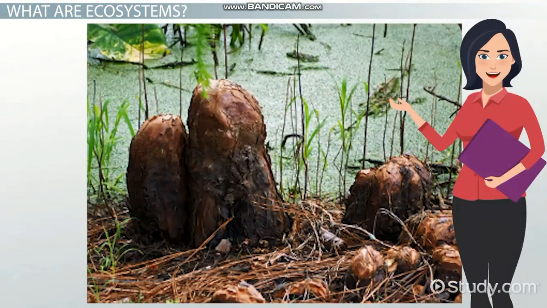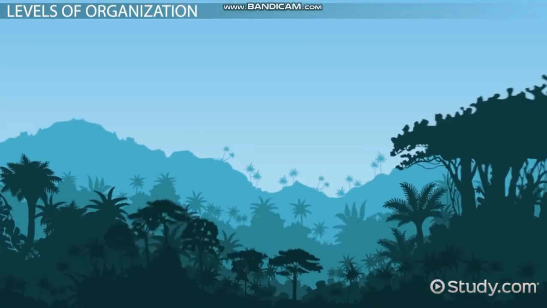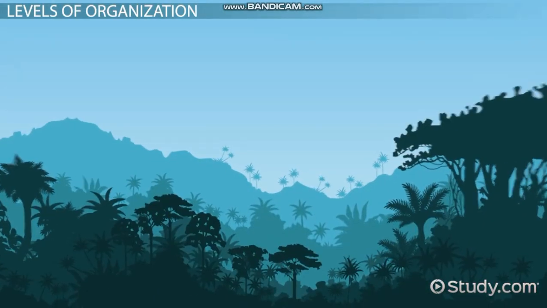Before we move on, check out this image appearing on your screen. This shows a swamp ecosystem. Living organisms such as plants, insects, and trees are interacting with non-living things, such as water, sun, and soil. There are different levels of organization within an ecosystem.